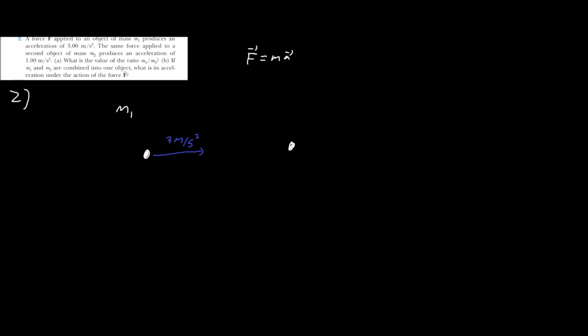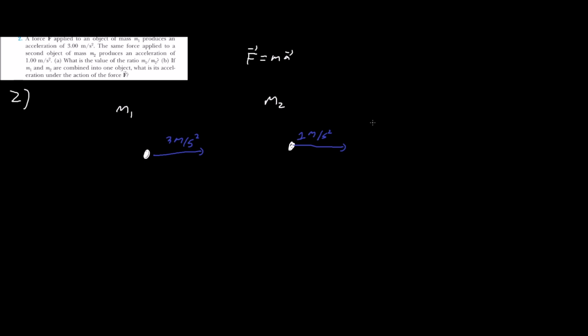The same force applied to a second object of mass m2, so we're just going to call this m2, produces an acceleration of 1 meter per second squared. All right, so the question is asked, what is the value of m1 and m2? We're not given m1 and m2, but we are given that there's some force applied to some mass, and it produces 2 results.